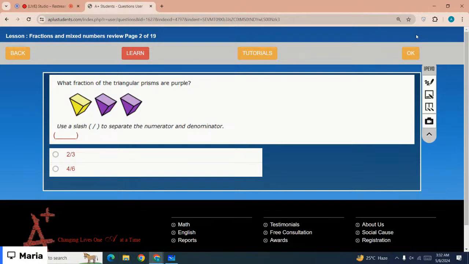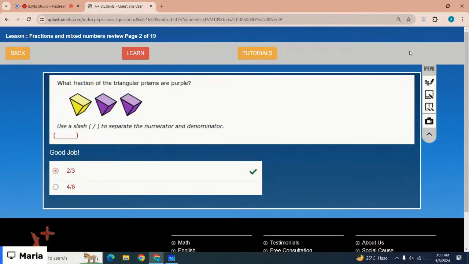What fraction of the triangle prisms are purple? Which is the correct option? That is 2 out of 3. You have two of them that are purple, the total was 3, so that would be 2 out of 3.